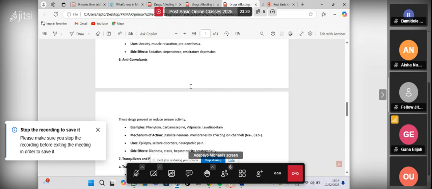But we've talked about the indication, which is epilepsy, seizure disorder, and all of that. And we've talked about the side effects as well. All right, and those are the examples of anticonvulsants really that we want to talk about this evening.